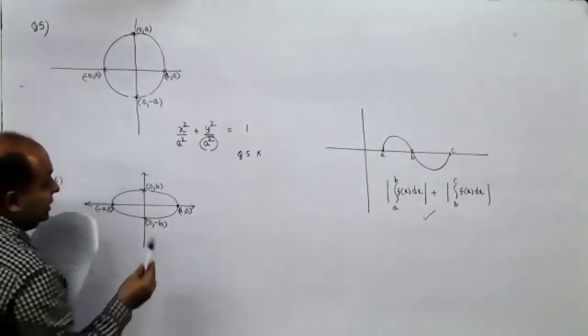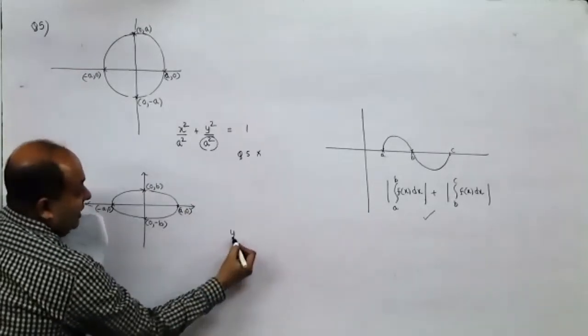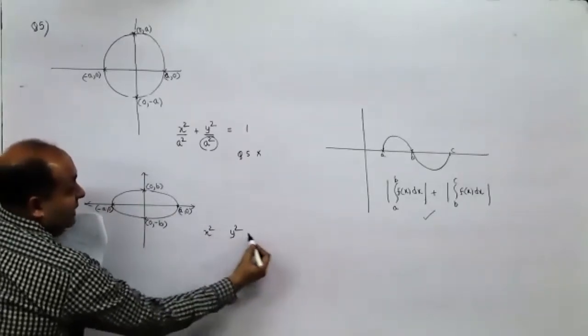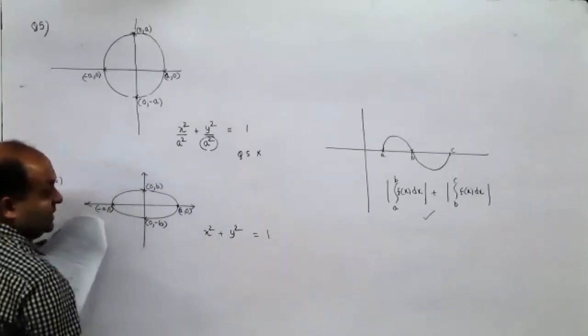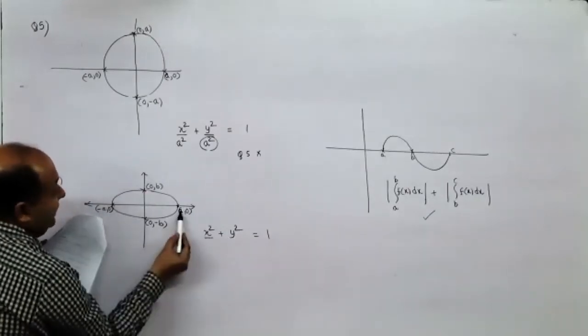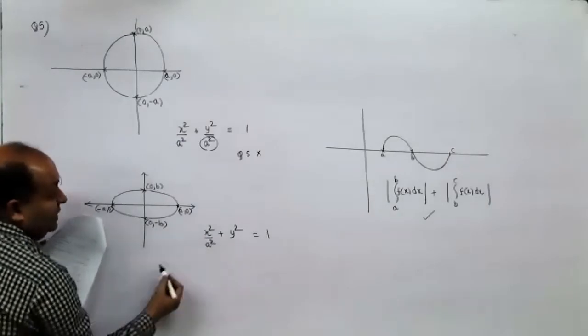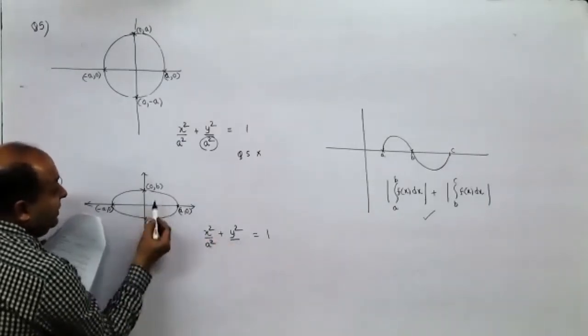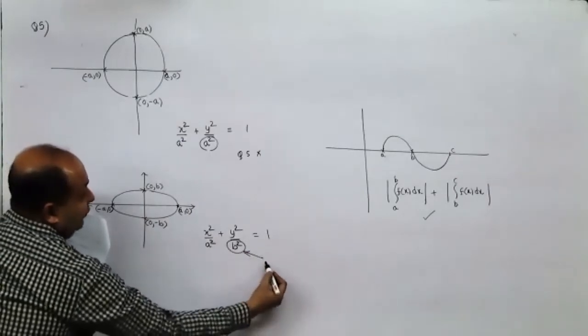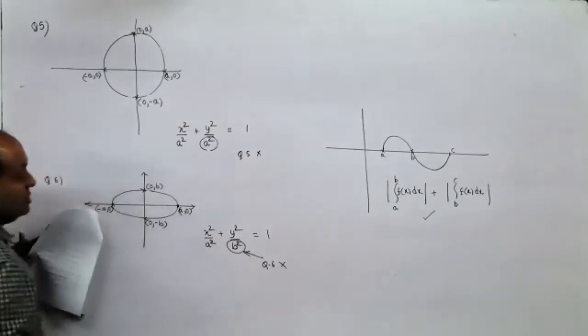Now remember, this is symmetrical about the x axis, so I'll write y square. This is symmetrical about the y axis, so I'll write x square. I'll write equal to 1 with a plus sign over here. Now upon x square, this is minus a and a, so a square. This is y square, b and minus b, so this would be b square. Remember this. So therefore question 6 is false.